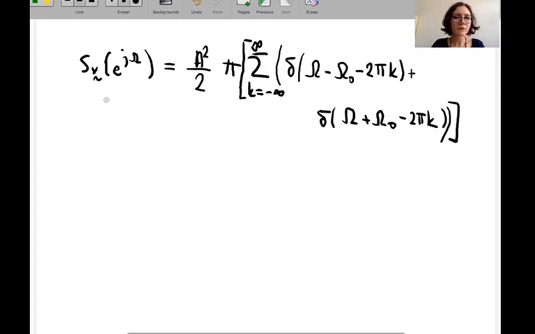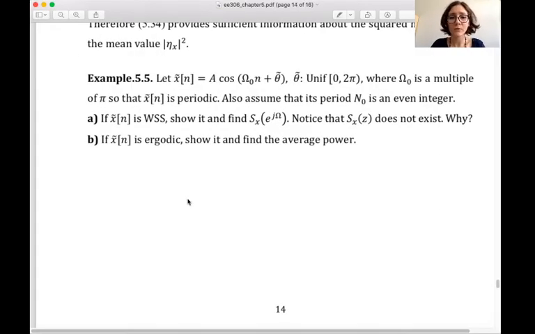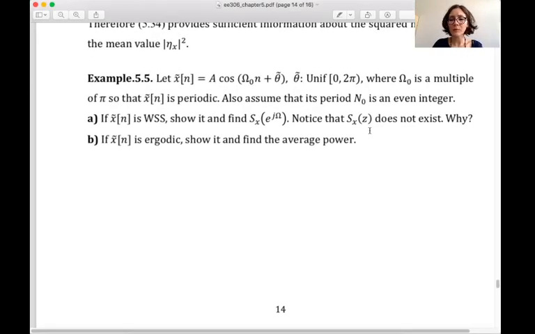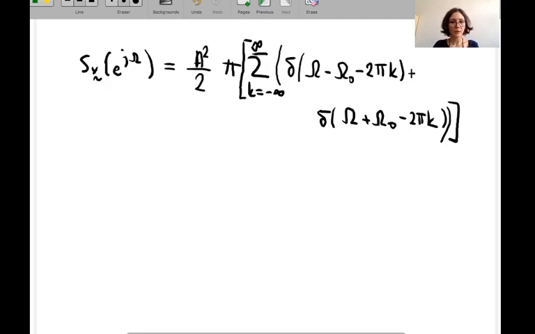Well, why is this even? Because just like we saw for the continuous time processes, the same property holds here too. This discrete time random process is real valued, so its power spectral density is an even function of omega. And then you have this last part that asks about the Z transform of the autocorrelation function. Now let's think whether Sx of z exists.